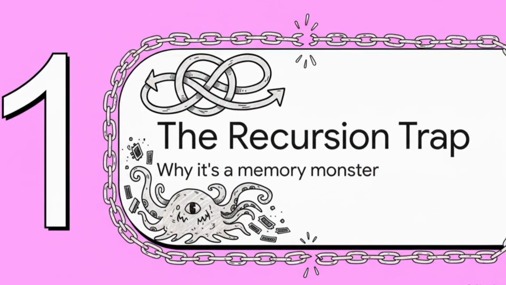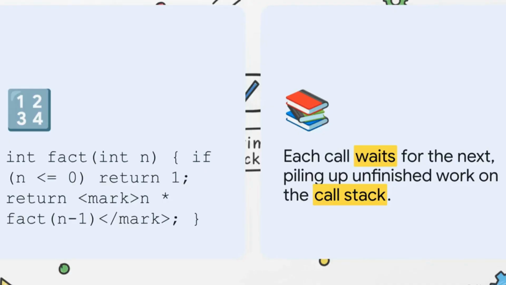First up, the recursion trap. Let's break down why our normal, everyday approach to recursion can be an absolute memory monster. So on the left, you've got your classic recursive factorial function. Now, think about it. To solve fact 5, it first needs the answer to fact 4. It can't finish its job yet, right? The multiplication has to wait. So it has to pause and put its unfinished task, that little multiply by 5 job, onto a to-do list in memory called the call stack.